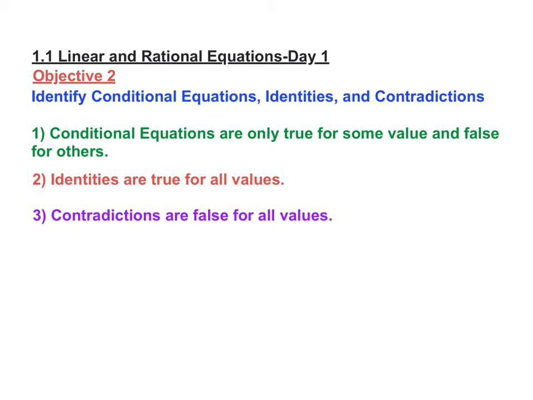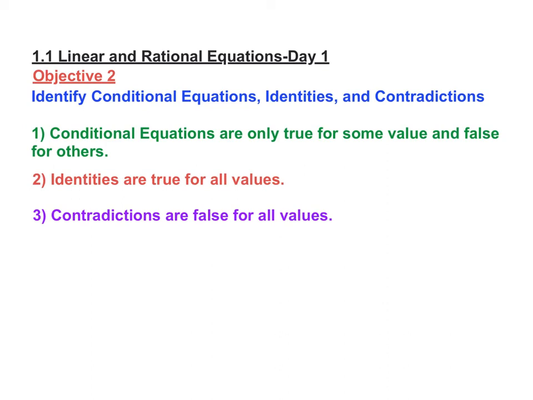Okay. So these are the two unique cases where you'll get all real numbers as a solution, or you'll get no solution, or no real numbers. Those are the three different types of equations that we could deal with. There's a solution for some values, there's a solution for all values, and there's no solution. Okay.